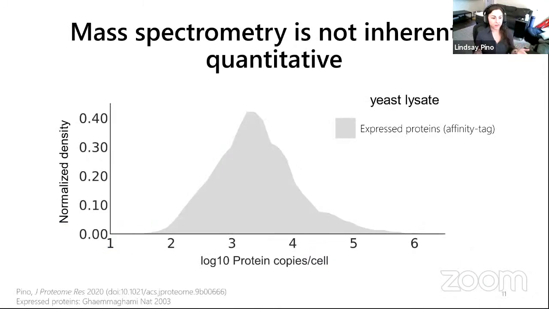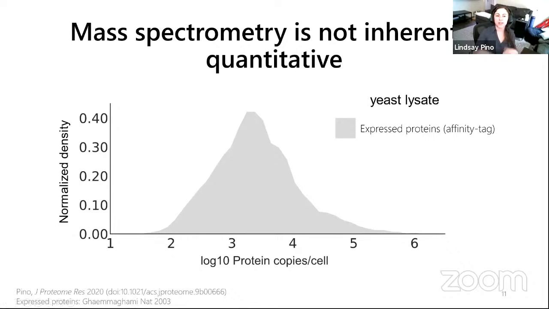So here I have a distribution of the yeast proteome. This is showing, in log 10 protein copies per cell, all of the proteins along their abundance density. So proteins on the left-hand side of this figure are low abundant proteins. Proteins on the right-hand side are high abundant proteins, and somewhere in between are all of the other proteins. Most proteins that don't have extreme abundances fall somewhere in the middle here.